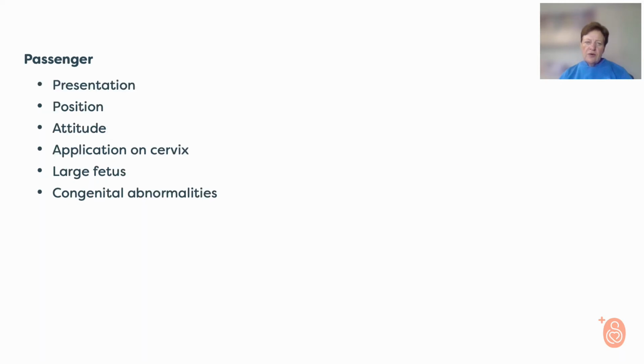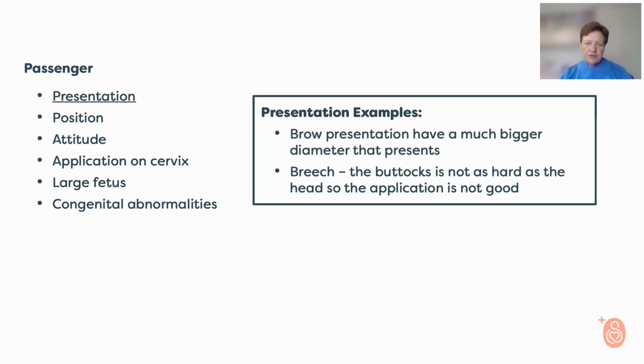Then, when we look at the passenger, which is the fetus, we look at all these aspects of the fetus: the presentation, the position, the attitude, the application of the cervix, the large fetus, and congenital abnormalities. When we come to the interpretation of the partograph, I will come back again to how we look at each one of these when we are interpreting the partograph.